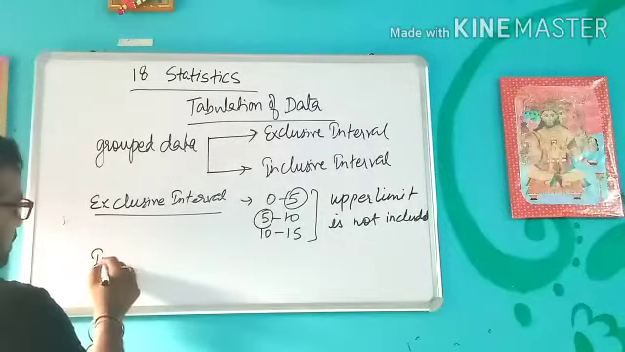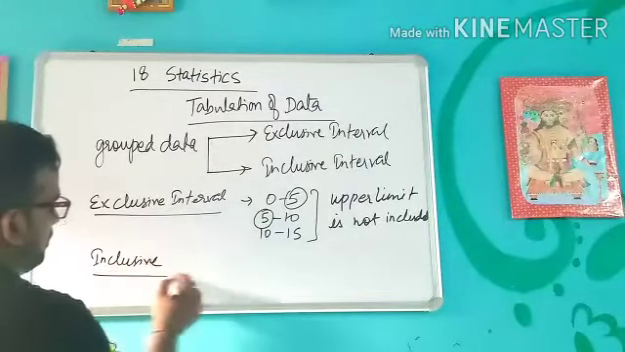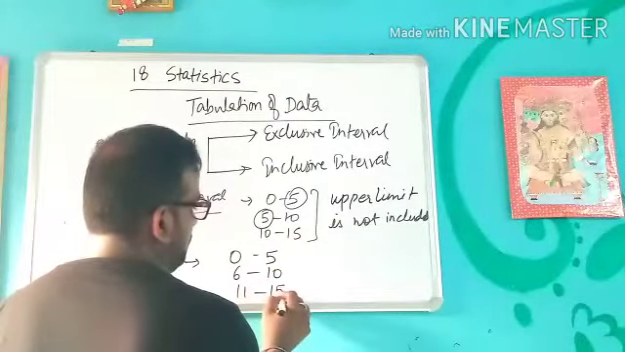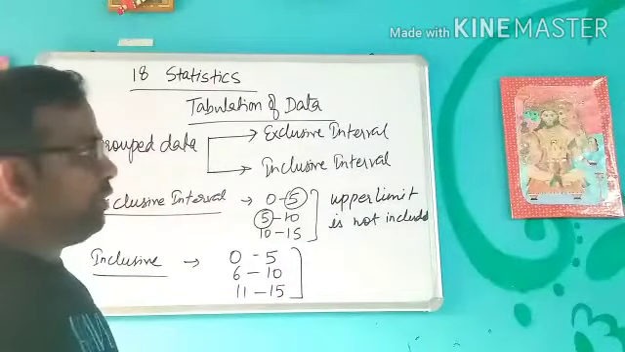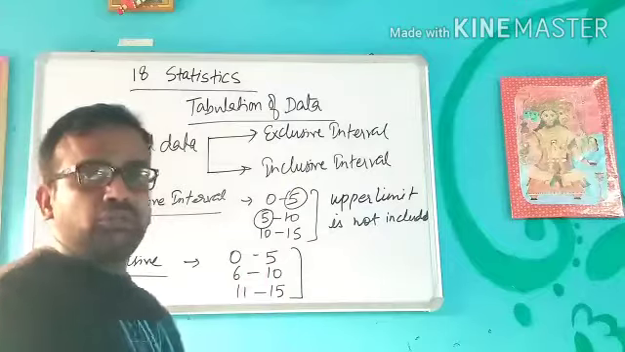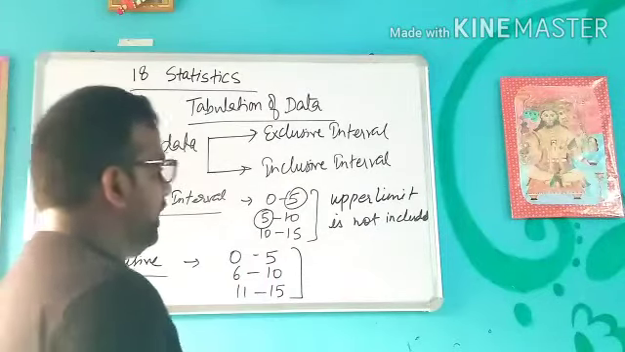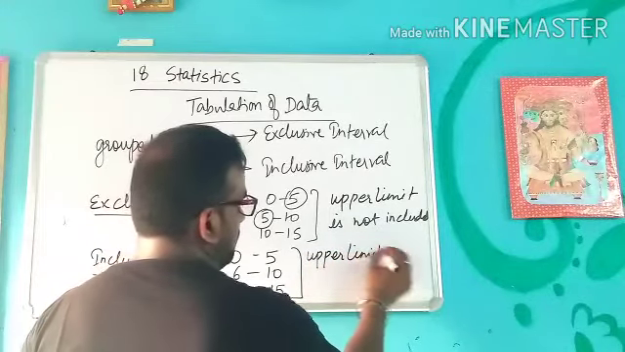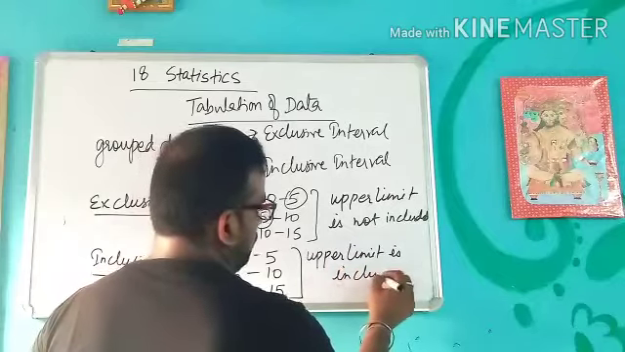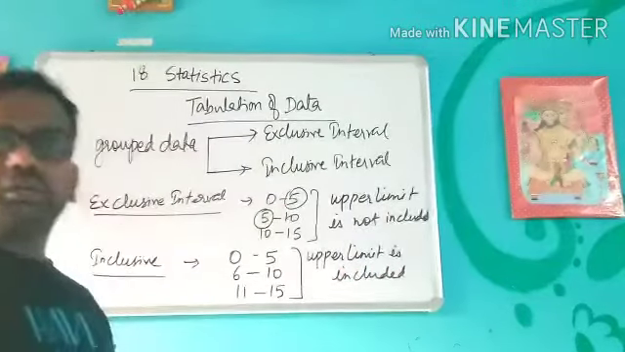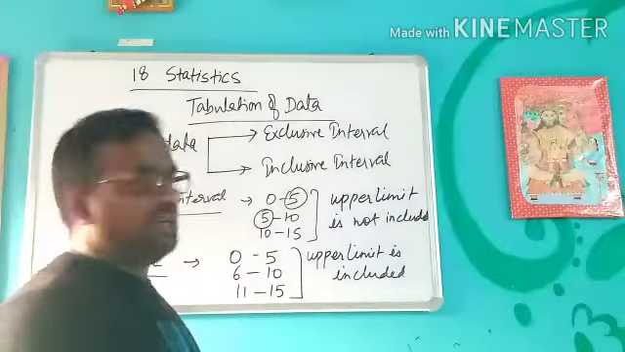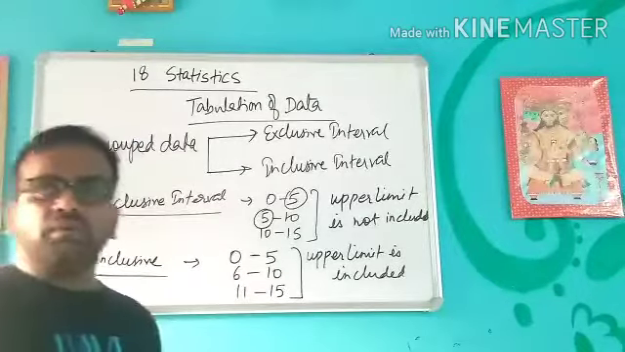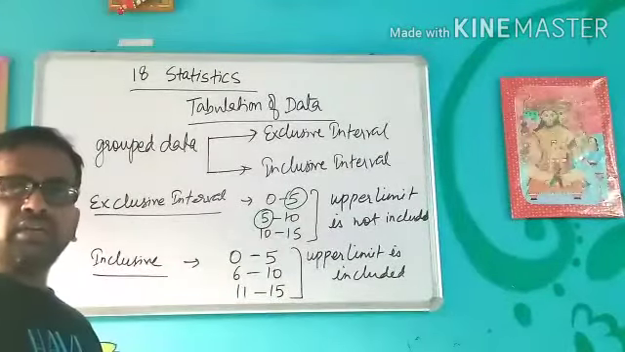Then inclusive interval, suppose 0 to 5, then 6 to 10, then 11 to 15. This is an inclusive interval, because in this the upper limit and lower limit of consecutive intervals do not coincide, and in this case the upper limit is included. So we include the upper limit for counting the frequency. For example, if 5 lies in the ungrouped distribution, then 5 is going to come in this interval, because the next interval does not contain 5. So this is the difference between exclusive interval and inclusive interval.